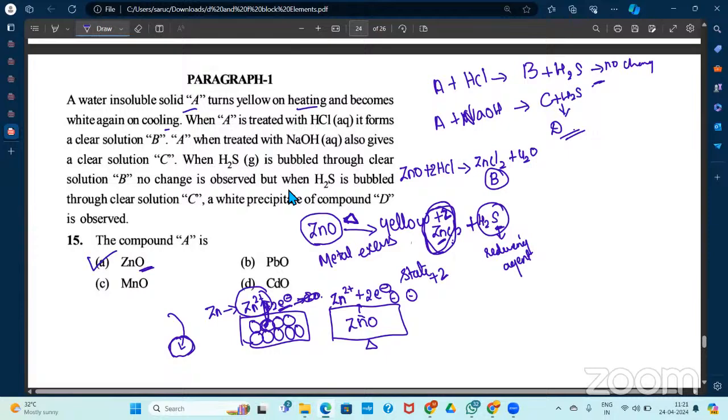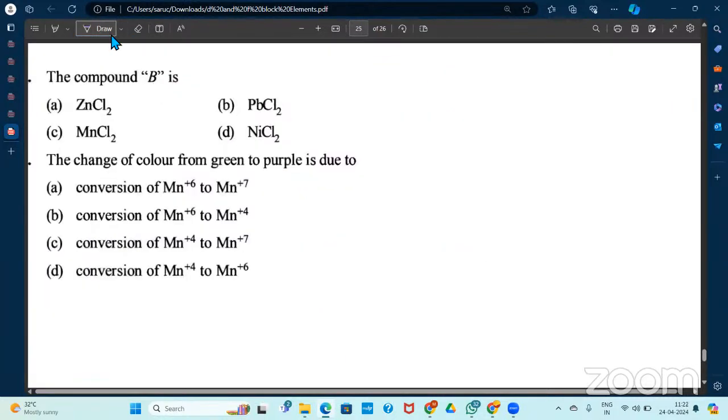Now, moving to the second one, what would be the compound B? We have done this already: zinc oxide reacts with HCl to form ZnCl2 plus H2O. So compound B is going to be ZnCl2. Now, the change of color from green to purple is due to manganese going from +6 to +7, or +6 to +4, or +4 to +6.